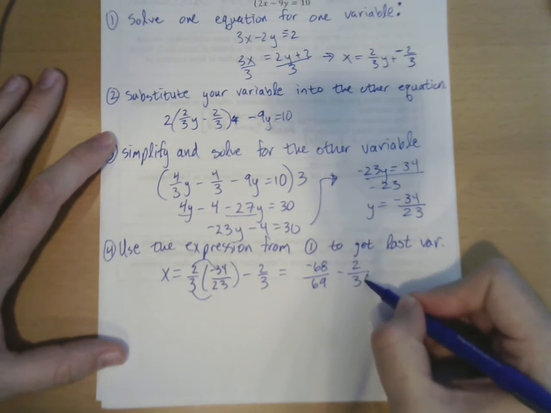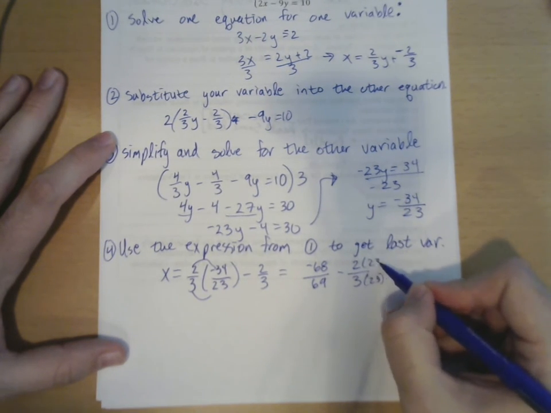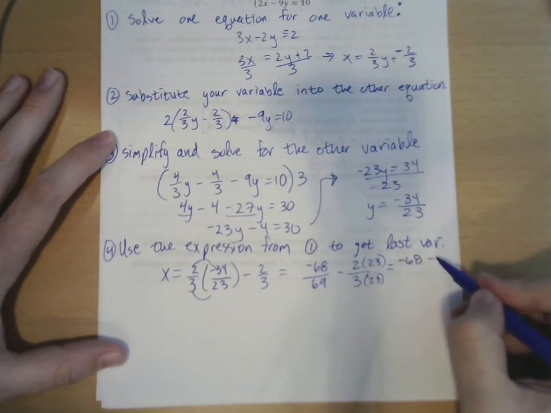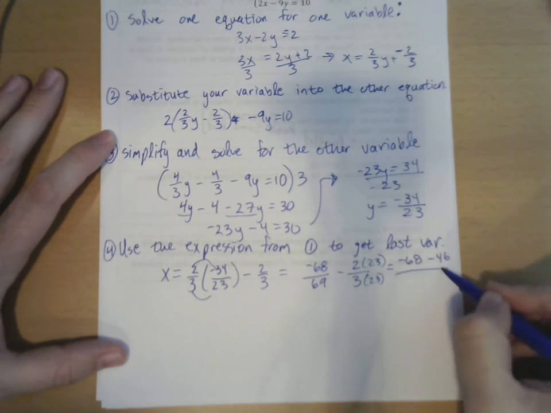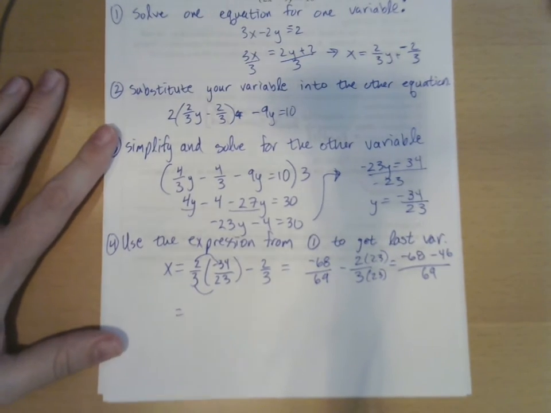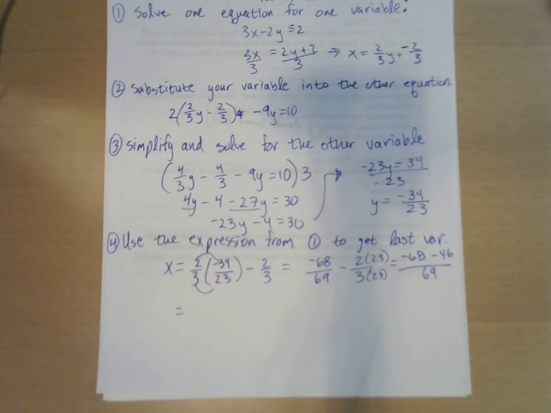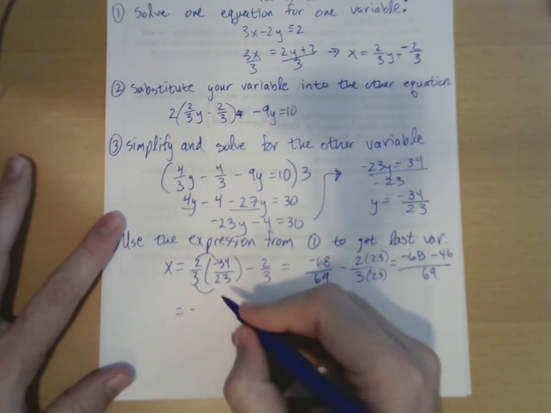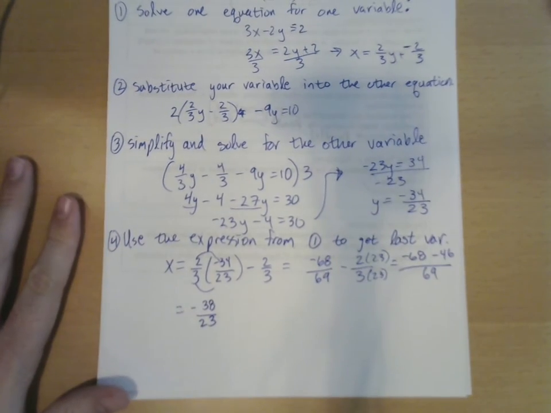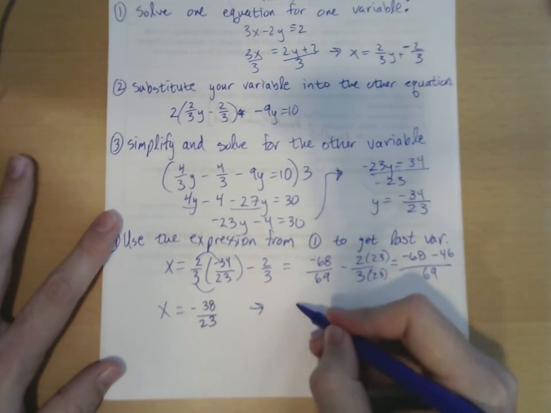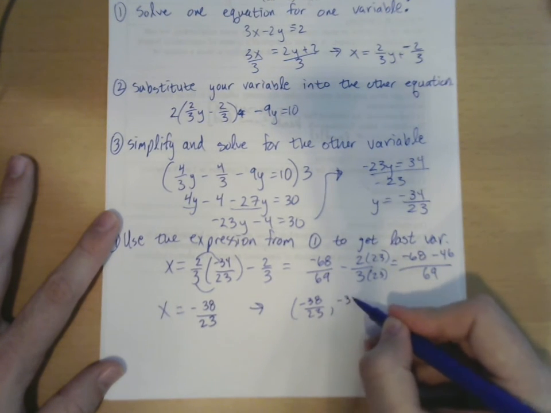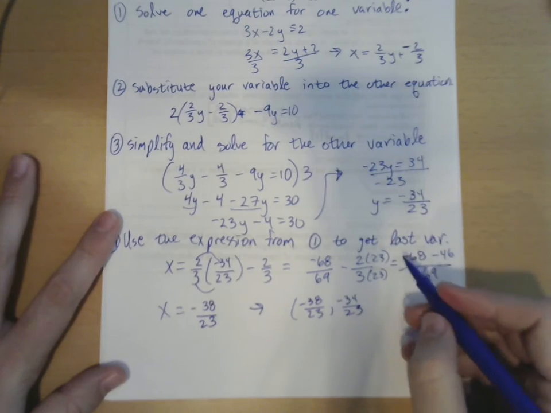So I'm going to multiply by 23 on the top and bottom to get a common denominator. And so it's negative 68 minus negative 46 over 69. And when you simplify this all the way down in my nice little calculator, you get negative 38 over 23. And this is what x is. So our solution is negative 38 over 23, comma, negative 34 over 23.